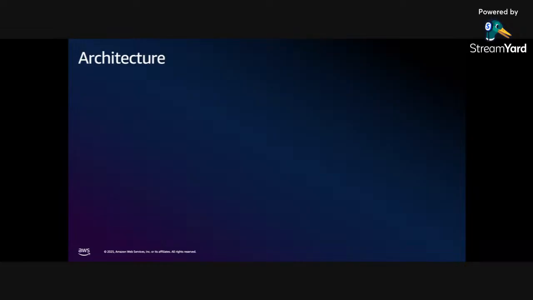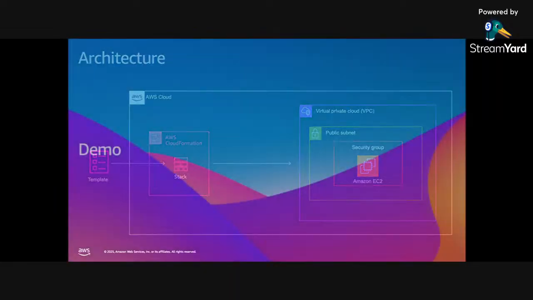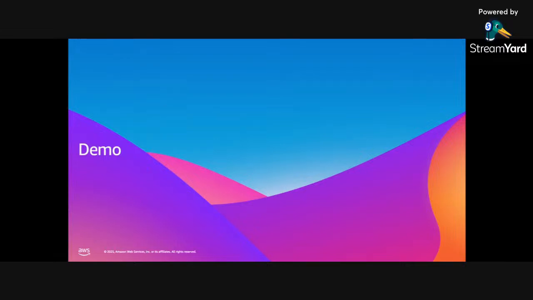So in this architecture, for our demo, we are using an AWS CloudFormation template, which when uploaded creates a CloudFormation stack. And this will automatically provision and deploy resources in the AWS cloud once the stack has completed. And in this case, we just have a simple EC2 instance that is guarded by a security group within a public subnet in a VPC. Let's move on to the demo.